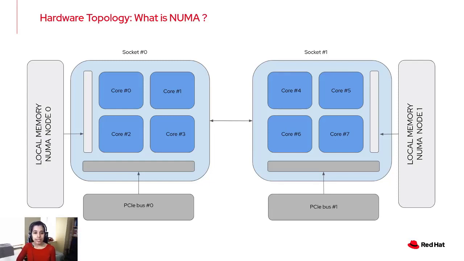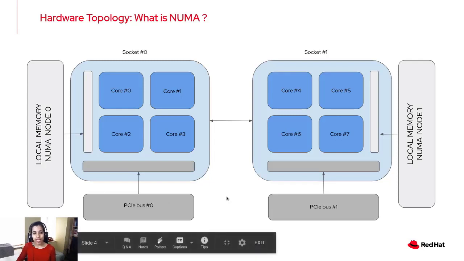Now, on modern systems, the idea of having local versus non-local memory can be extended to peripheral devices such as NICs or GPUs. All memory on a NUMA system is divided into a set of NUMA nodes, with each NUMA node representing the local memory for a set of CPUs or devices. For example, in the figure here, CPU core 0 to 3 and devices connected to PCI bus 0 would be part of NUMA node 0, whereas CPU core 4 to 7 and devices connected to PCI bus 1 are part of NUMA node 1. In this example, we show a one-to-one mapping of NUMA node to socket.